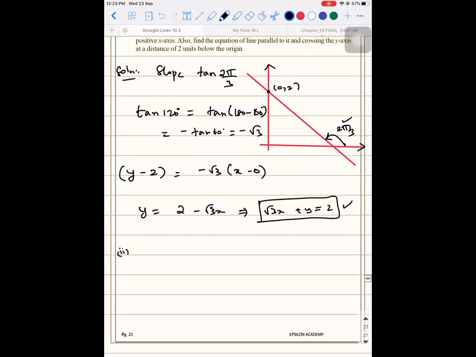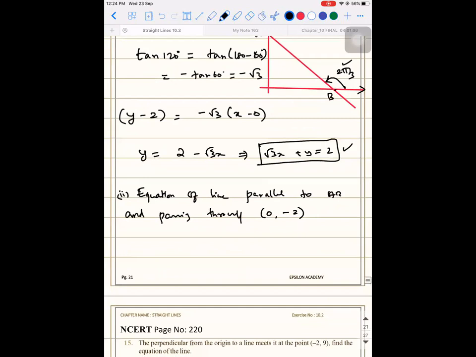So the second part is the equation of the line parallel to AB and passing through what? And passing through a point which is 0, minus 2. How did I write 0, minus 2? Below the origin, it is 2 units. So it will cut the y-axis at minus 2.